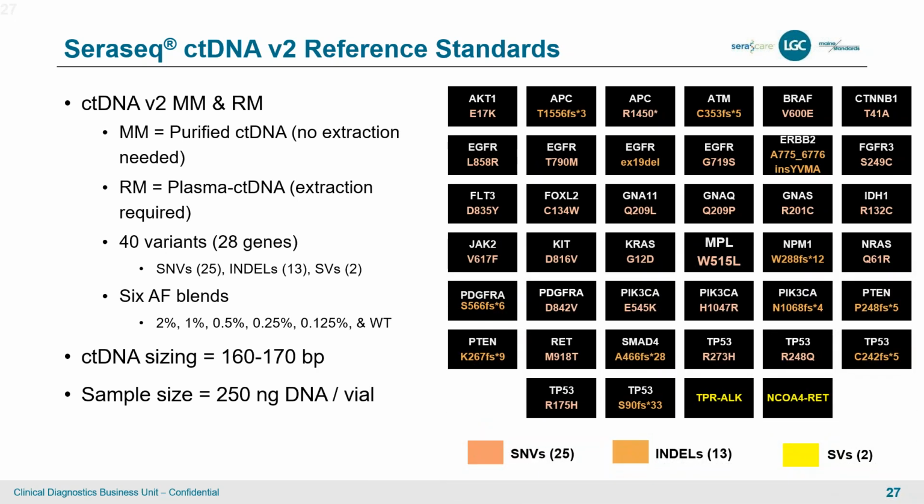And these are all the 40 variants that are in there. You'll recognize all your favorite genes and variants in here. Look at that, EGFR, you have the JAK2, you have the KRAS, the NRAS. So we really took the time to make sure that only the clinically relevant variants make it into the product.